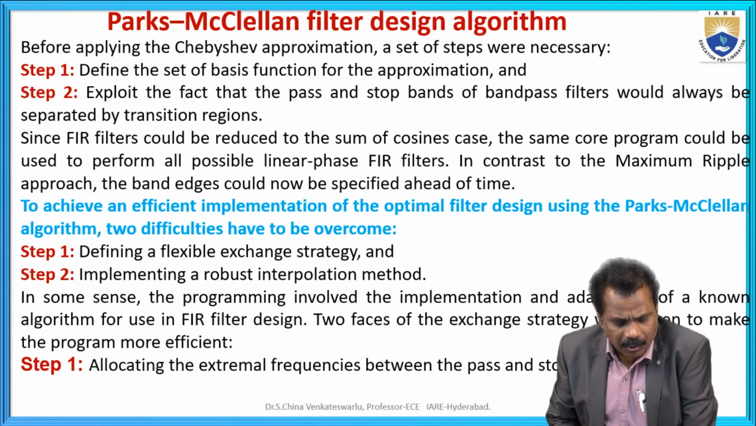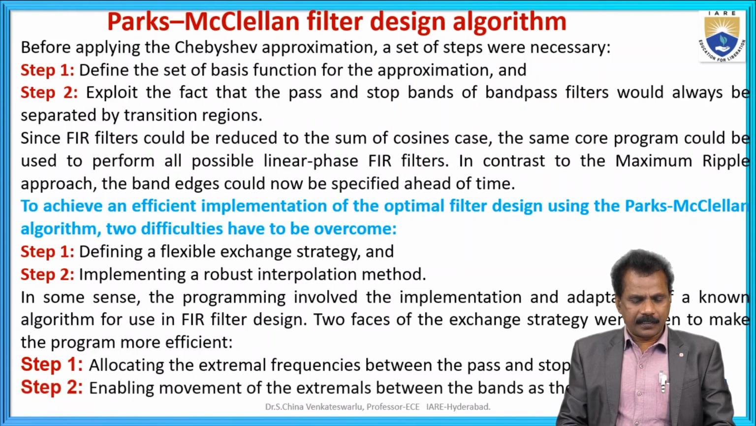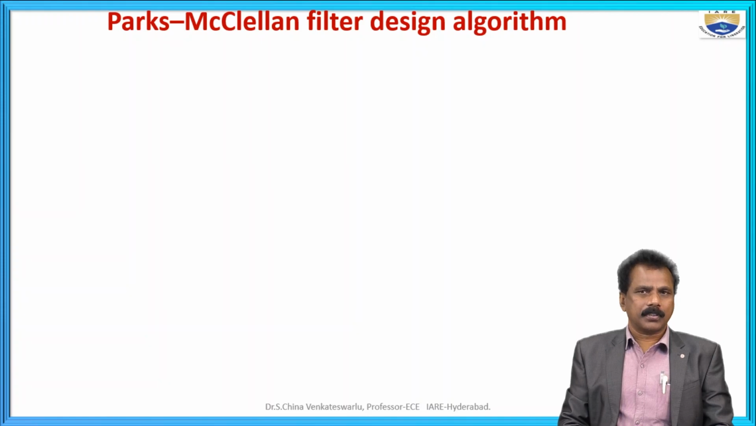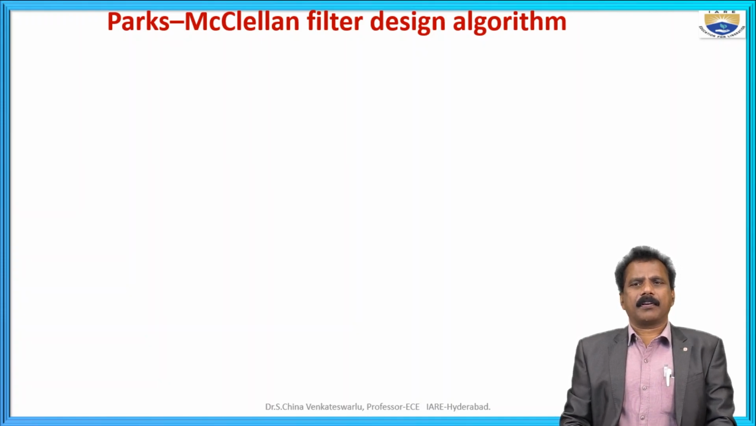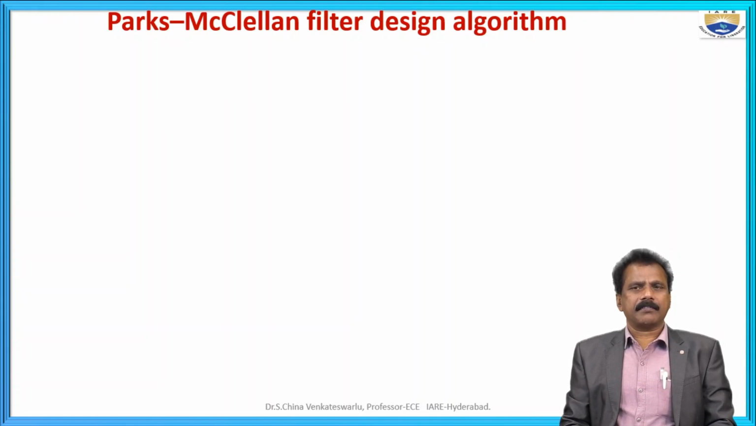Step one, allocating the extremal frequencies between the passband and stopband, and the second one is enabling the movement of the extremals between the bands as the program iterates. So the reference is mentioned here. Due to this reference, you can analyze that all of them follow different methodologies, procedures or steps, and what precautions they are following. If you are missing all these things, what happens? We are unable to verify our accuracy in the plot of the response, whether a magnitude response, a frequency response or a graphical representation.